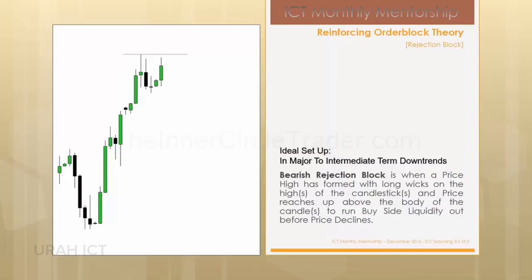Okay, we're going to talk about a bearish rejection block. Before we get into it, the ideal setups are found in major to intermediate term downtrends. The bearish rejection block is when a price high has formed with long wicks on the high or highs. It can be more than one candle that forms a high of the candlestick or sticks, and price reaches up above the body of the candle or candles to run the buy side liquidity out before the price declines.